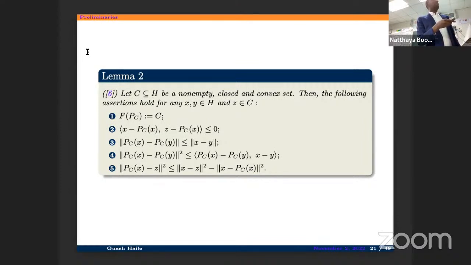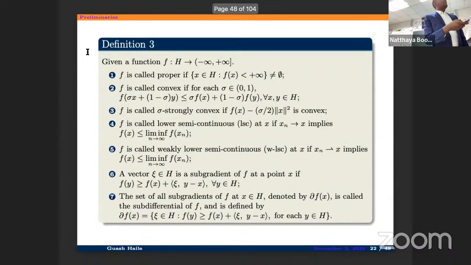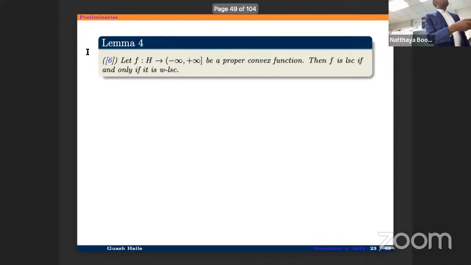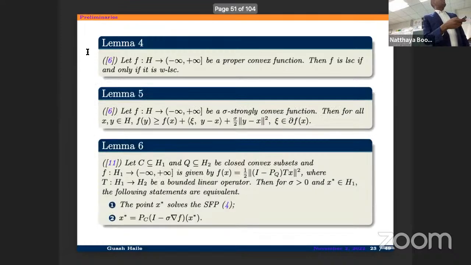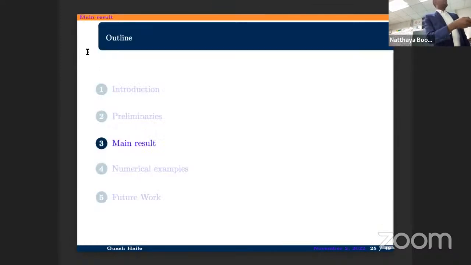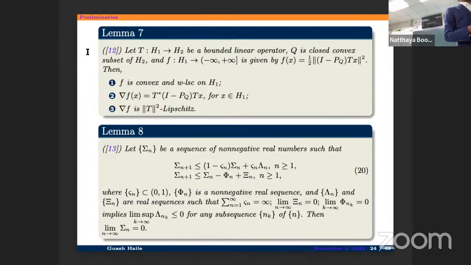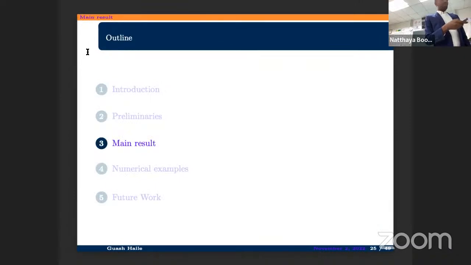The fixed point set of the metric projection on C is C itself, and this metric projection also satisfies these other four properties. These are the definitions of convex functions, strongly convex functions, subdifferential, and lower semi-continuous and weakly lower semi-continuous functions. These are just the lemmas that we apply in our convergence analysis. So I can skip this, and this is the lemma that we have used to prove our main theorem, as the previous presenter mentioned.